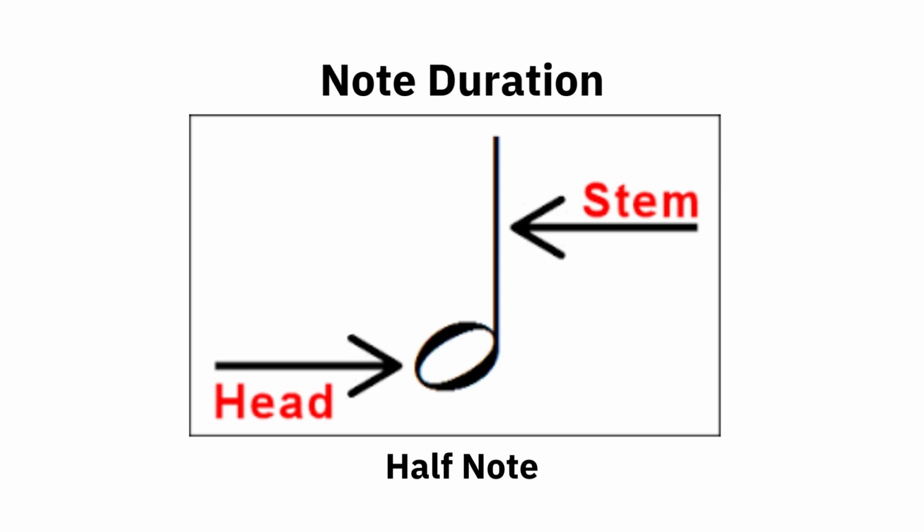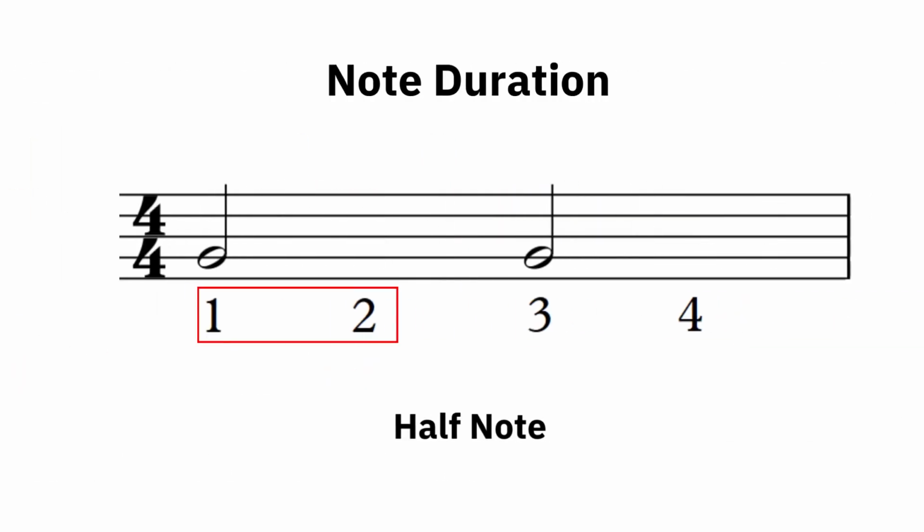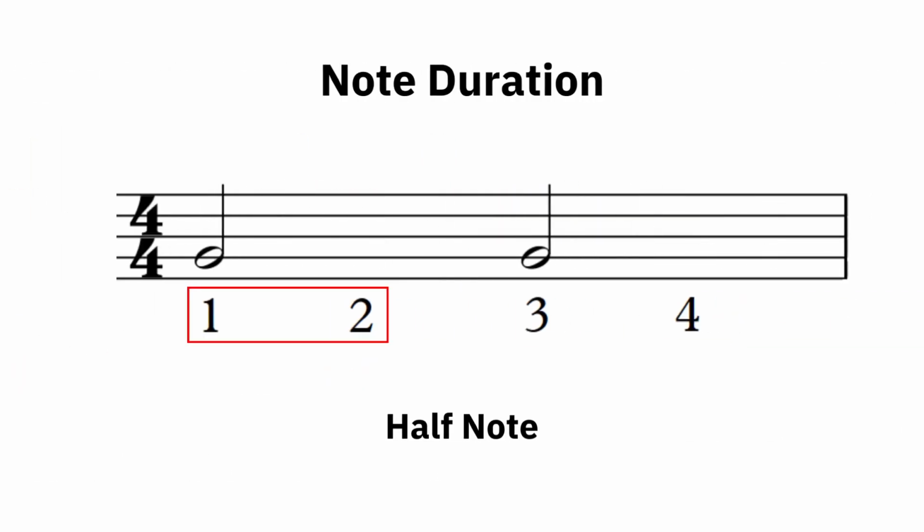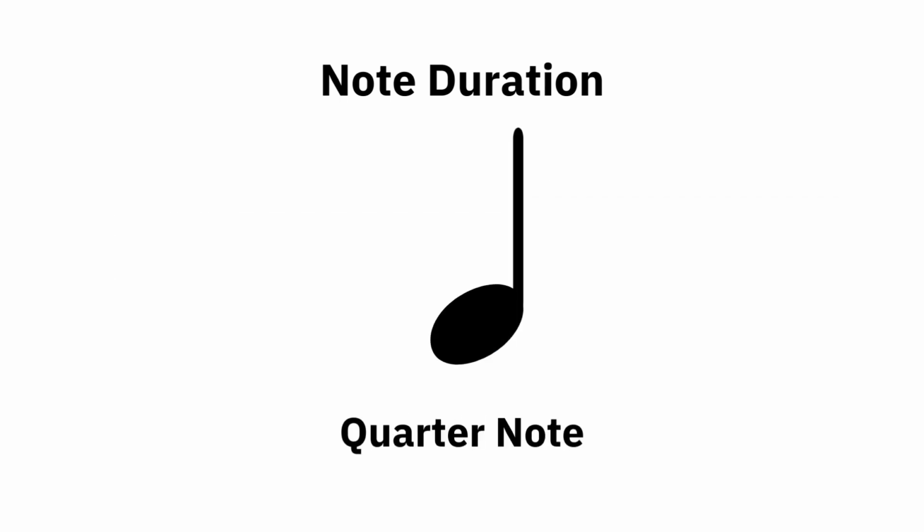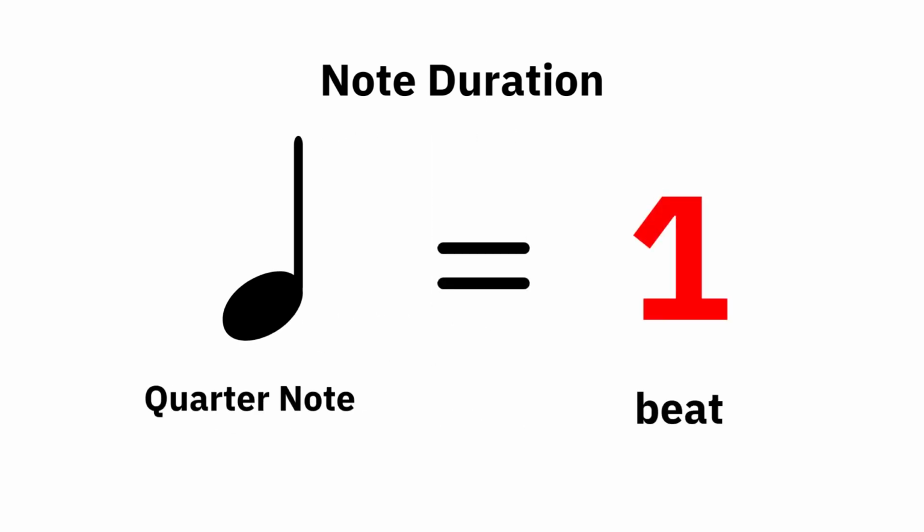Let's count the half note. That's right. It's a half note. Next is our quarter note. The quarter note gets 1 beat.